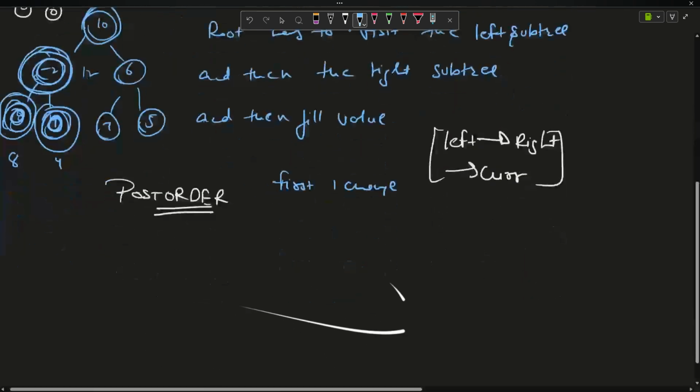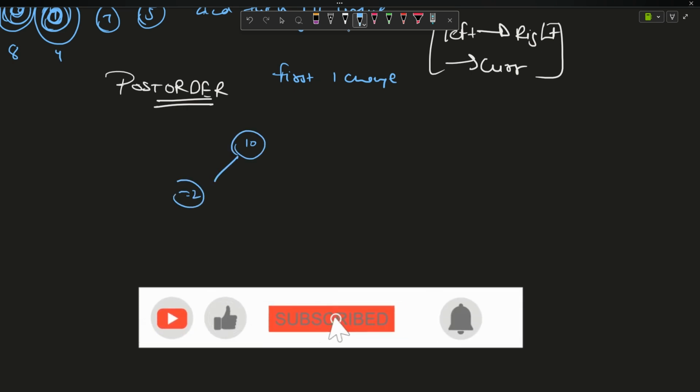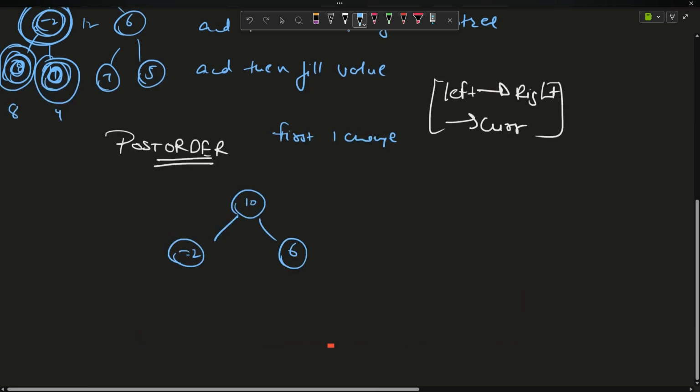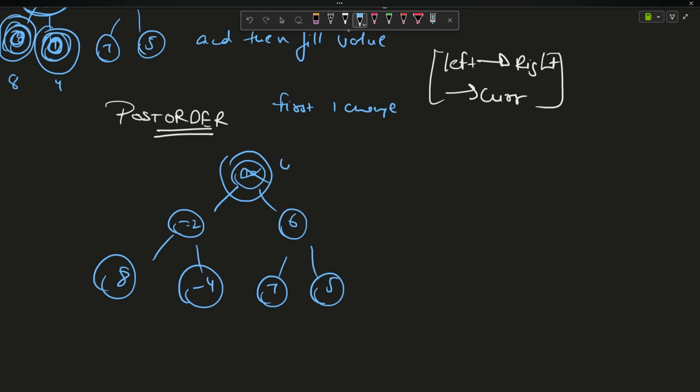So I applied that approach. I am implementing the changes: 10 here, minus 2 here, and it was 6 here, 8 here, minus 4 here, 7 here, 5 here, right? Okay. First thing I have to do, 10. 10 will go towards minus 2. 10 will change the value first, right? So minus 2 plus 6 will give me 4.